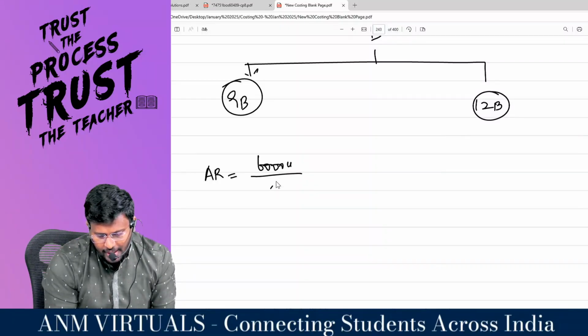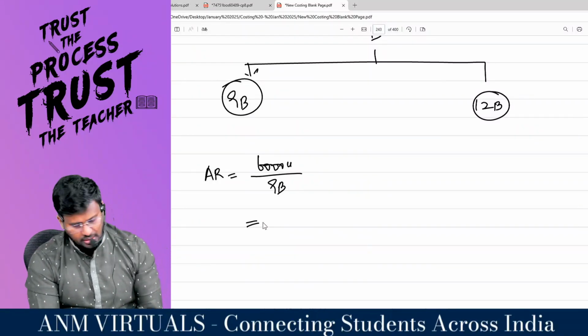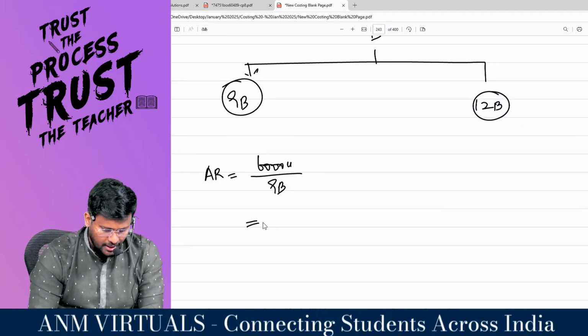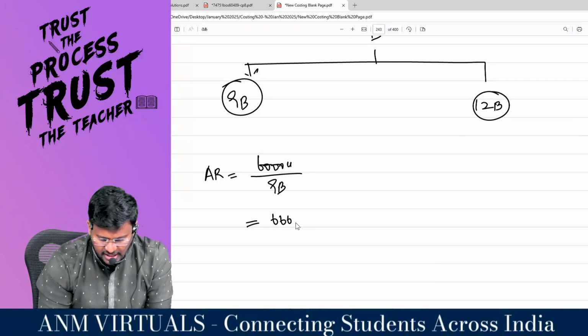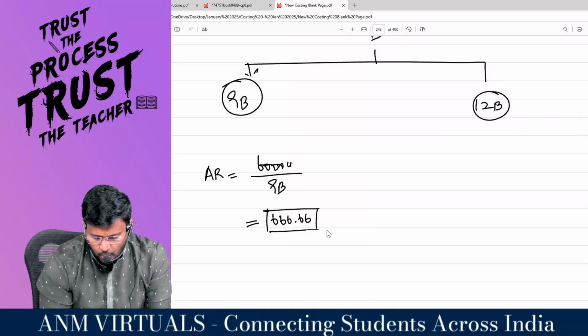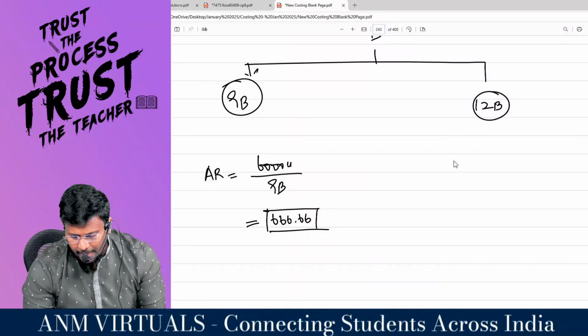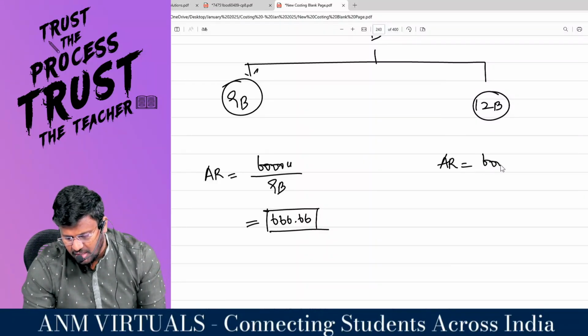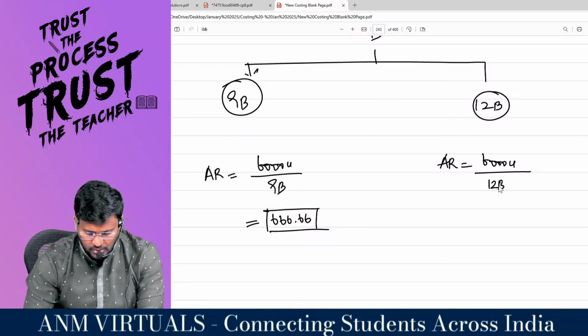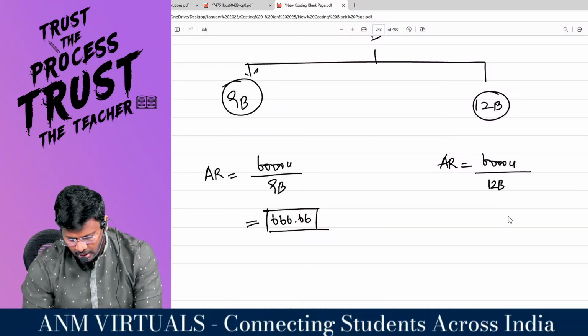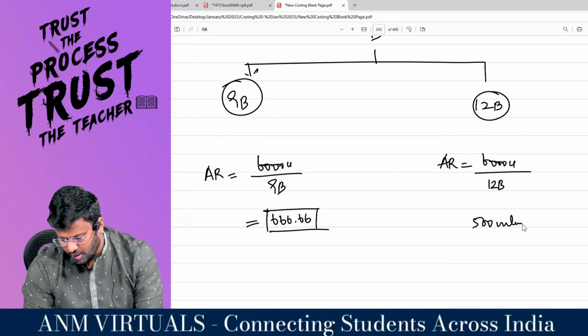6,000 units divided by how many batches? 9 batches. Use the calculator: 6,000 divided by 9 comes to 667. 66.66 will be the number of units in every batch. And with 12 batches, the annual requirement is 6,000 units divided by 12 batches. So 6,000 divided by 12 comes to 500 units I have to create for every batch.